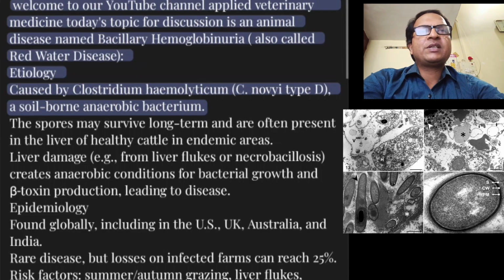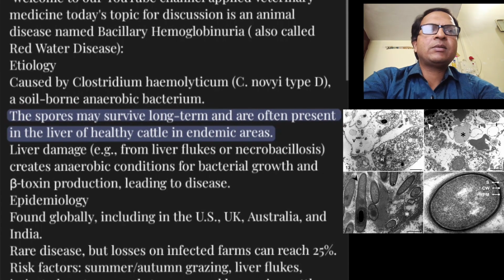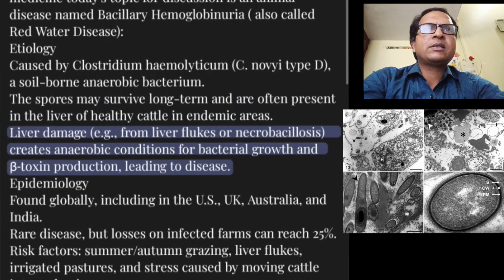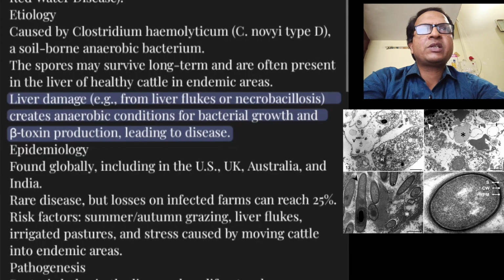Today's topic for discussion is an animal disease named Bacillary Hemoglobinuria, also called red water disease, caused by Clostridium hemolyticum, C. novyi type D, a soil-borne anaerobic bacteria. The spores may survive long-term and are often present in the liver of healthy cattle in endemic areas. Liver damage, e.g., from liver flukes or necrobacillosis, creates anaerobic conditions for bacterial growth and beta toxin production, leading to disease.